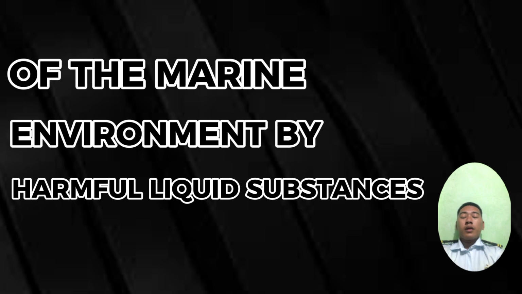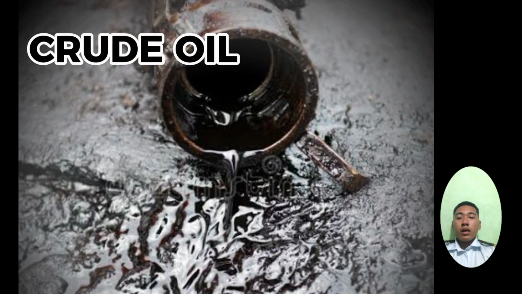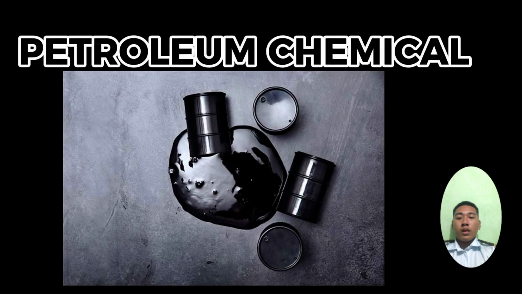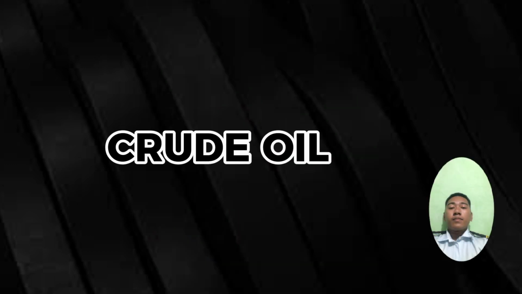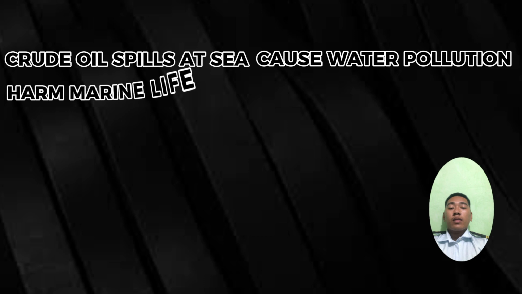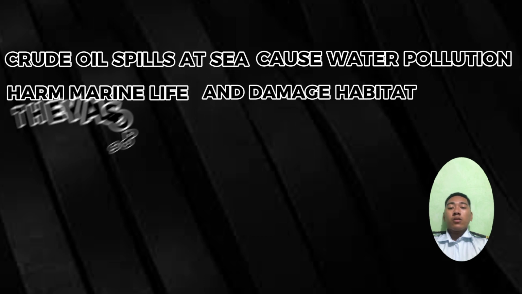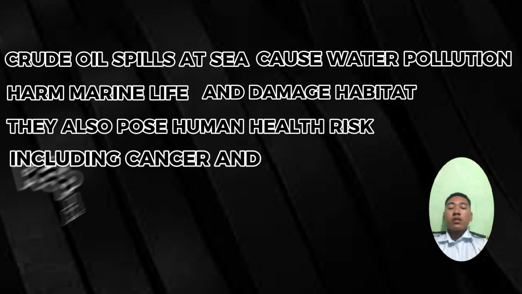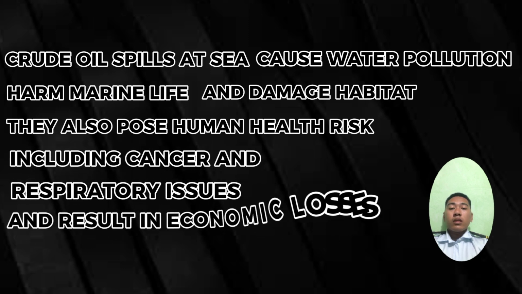So these are: the first is crude oil, second fuel oil, third is lubricating oil, and lastly petroleum chemicals. So here is my individual explanation of what happens if these chemicals spill or are discharged at sea. The first is crude oil. Crude oil spills at sea cause water pollution, harm marine life, and damage habitats. They also pose human health risks, including cancer and respiratory issues, and result in economic losses.